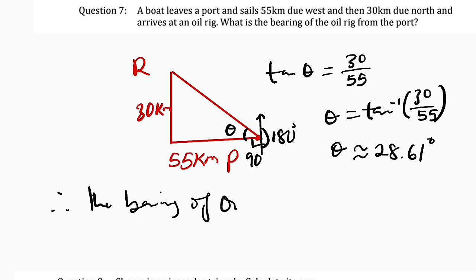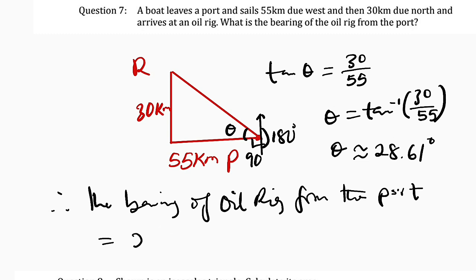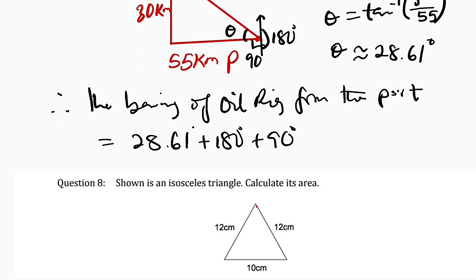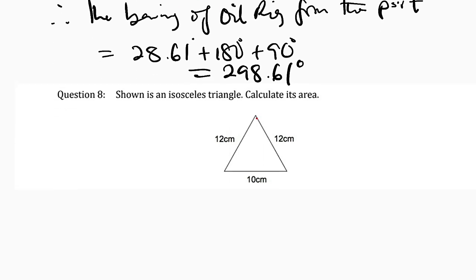So to find the bearing, therefore the bearing of oil rig from the port is equal to that 28 degrees plus 180 degrees plus 90 degrees. Let's add all of them together. Altogether we have 298.61. So this is equal to 298.61 degrees. This is the solution.